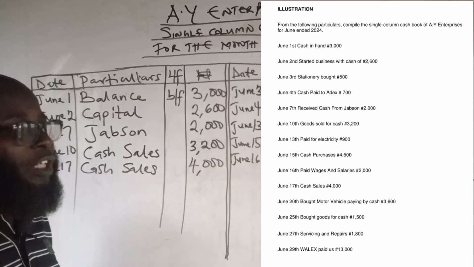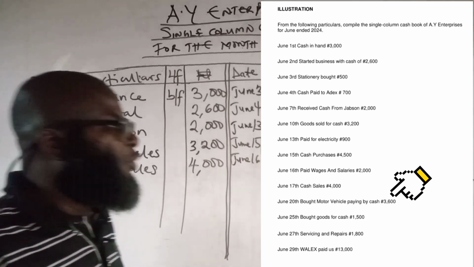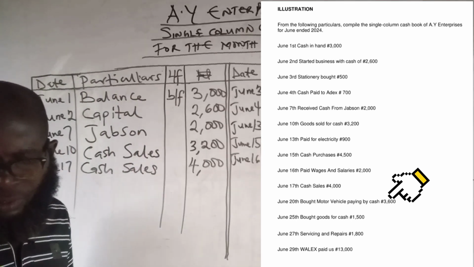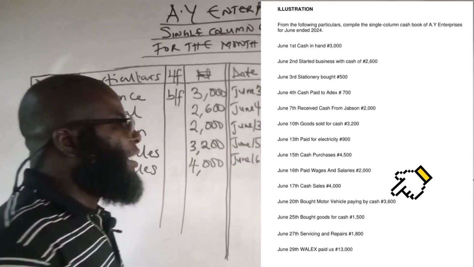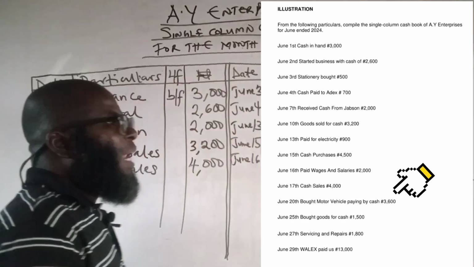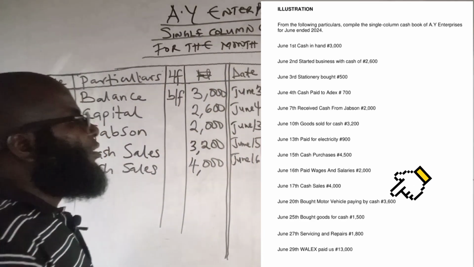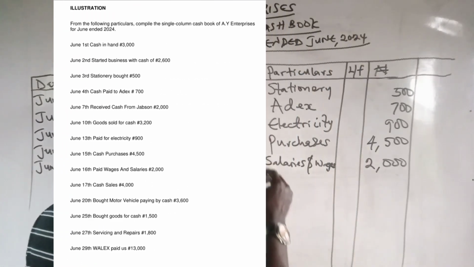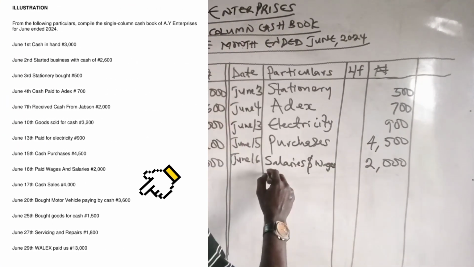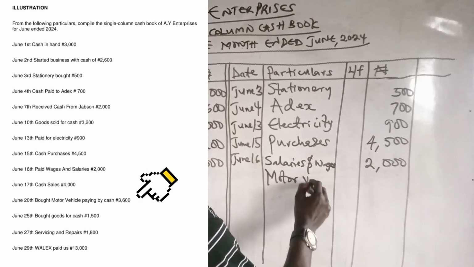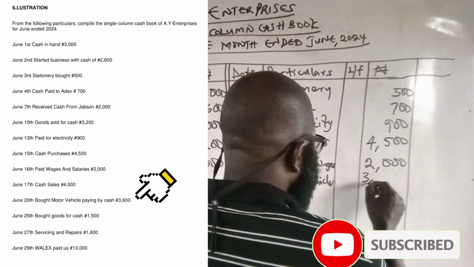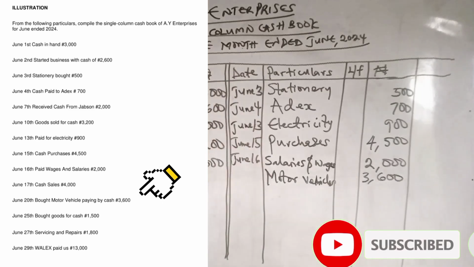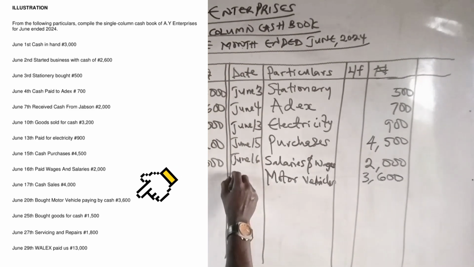This simply means during the month of that very particular June, AY Enterprises bought motor vehicle for 3,600 naira. This will make the money he's having in his account to be deducted, to be reduced. As a result of it, it's part of his payment. So you have motor vehicles here. Then the motor vehicle is 3,600 naira. That is June 20th.